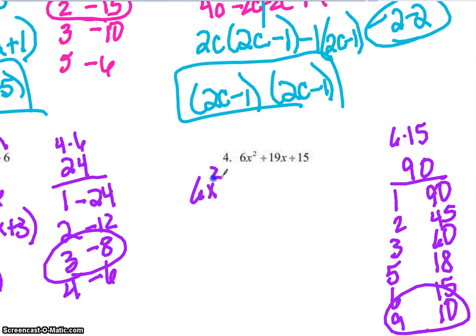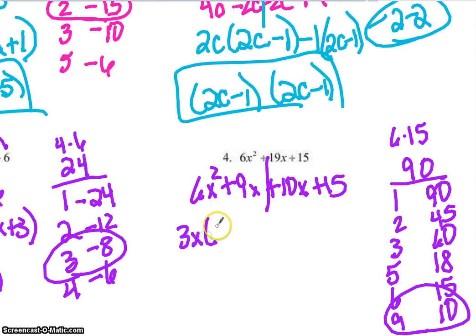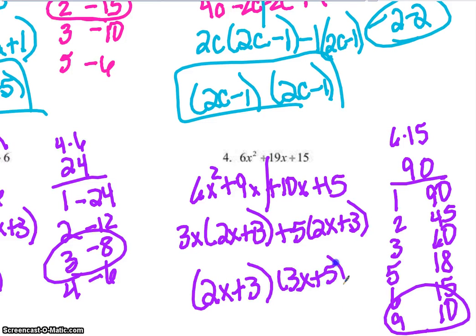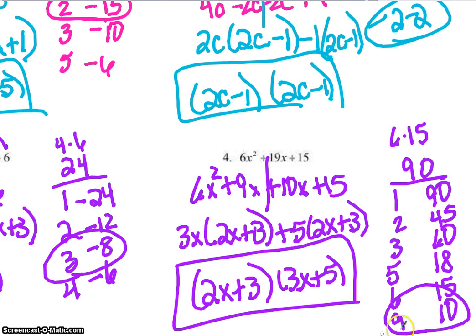Bring down your 6x squared. Pull over your plus 9x plus 10x. Bring down your plus 15. Cut it in half. First two have a 3 and an x in common. Leaves you 2x plus 3. Bring down the plus. The next two have a 5 in common. Leaves you 2x plus 3. The factors are 2x plus 3 and 3x plus 5. It's not really a solution because we're not solving. There's no equal to.